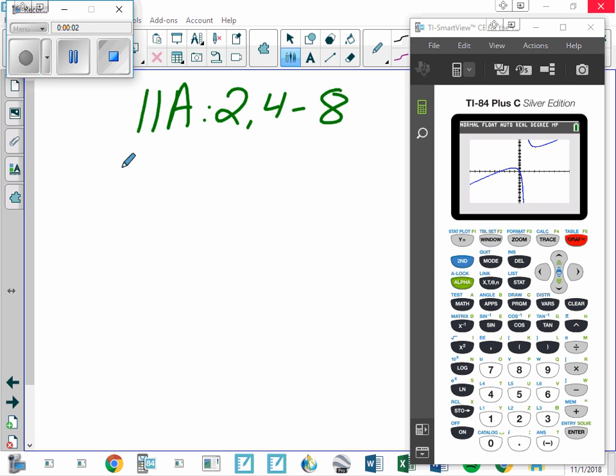11A deals with the RMS error for a regression line. So number 2, look at figure 1, then say whether each statement is true or false. So this is back on page 181.